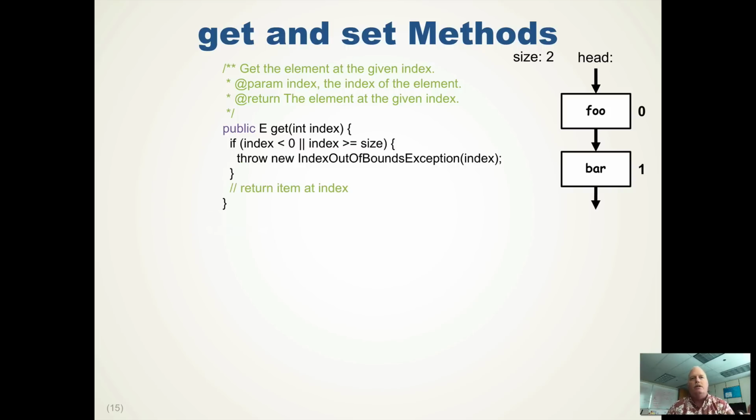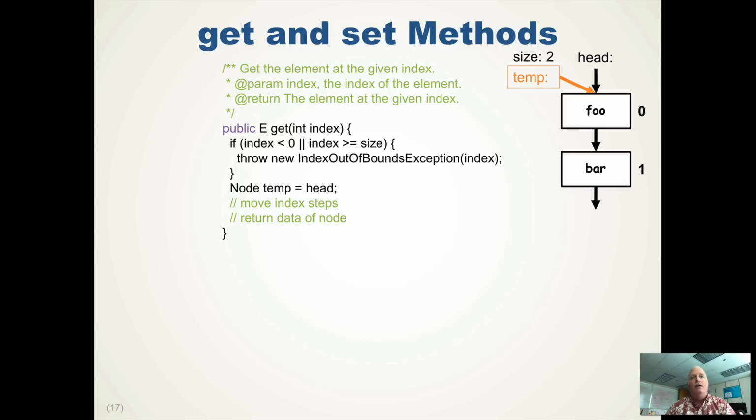So again, if the index is less than 0, they give me negative. I don't like them. And if it's greater than or equal to size, because I can't access the thing at size, I throw an index out of bounds exception. So then I return the item at index. Well, I can't just get to the thing at 1. I've got to start at the only thing I have a hold of. I have head. So I start at head. I move index steps down the list, and then I return the data of the node. I don't return the node. I've got to return the E stored in the node.